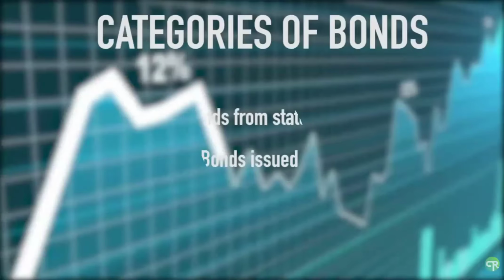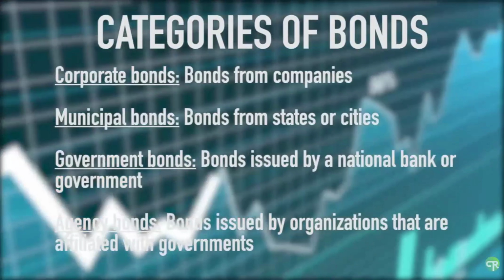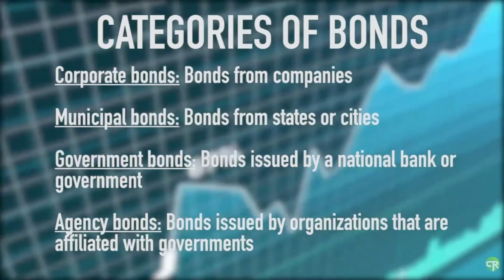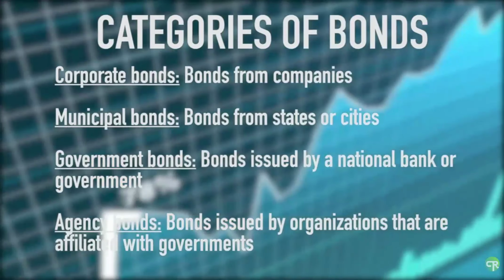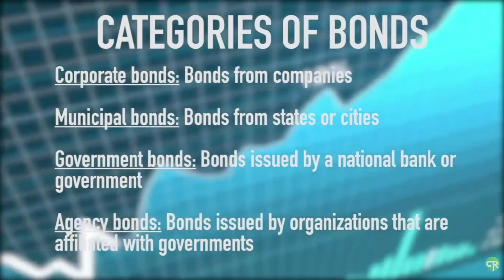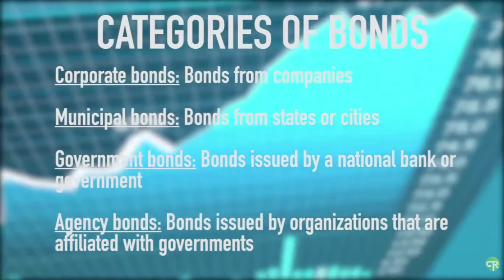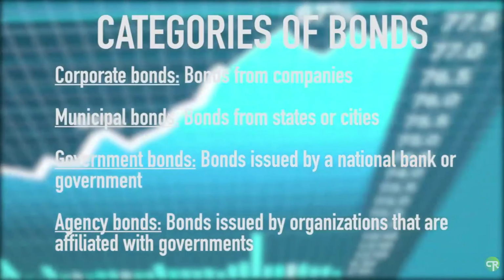The main categories of bonds are corporate bonds, which are bonds from companies, municipal bonds, which are bonds from states or cities, government bonds, which are bonds issued by a national bank or government, and agency bonds, which are issued by organizations that are affiliated with governments.